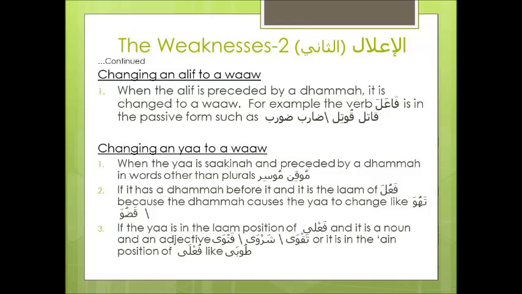Changing an alif to a waw. When the alif is preceded by a dhamma, it is necessary to change it to a waw. For example, the verb fa'ala in the passive form is durib and qutil.